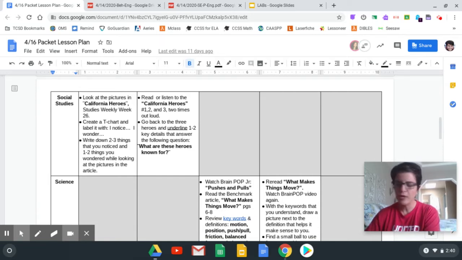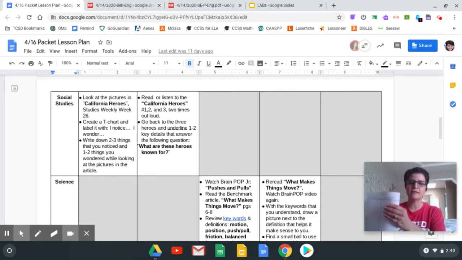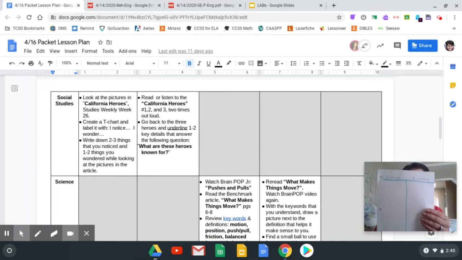Parents, I wanted to tell you that in the directions, it talks about an I notice, I wonder T chart. If you want to know what that looks like, it's something simple like this. If you want to look down at my bottom camera, you're just making a big giant T down the middle of your paper. And on one side, you'll label that with I noticed. And on the other side, you will label it with I wonder. And the students will make some observations on the notice side and write down a few questions on the wonder side. That is what this chart is all about. And it's very simple for kids to make.